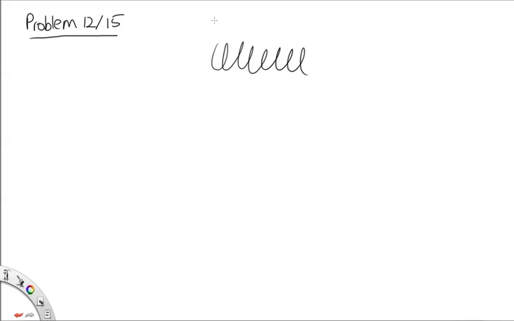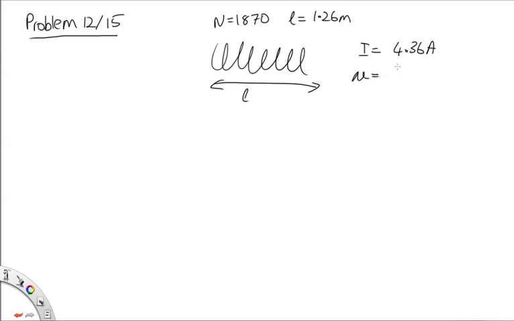We're now up to problem 12 for 1221, or 15 for 1231. So in this problem we've got a solenoid. The number of turns is 1870. The length of the solenoid is equal to 1.26 meters, and it has a current of 4.36 amps, and its core is filled with a material with an effective permeability of 968, which tells us that mu of the core is equal to 968 times mu naught.